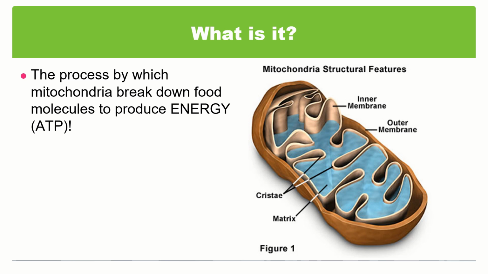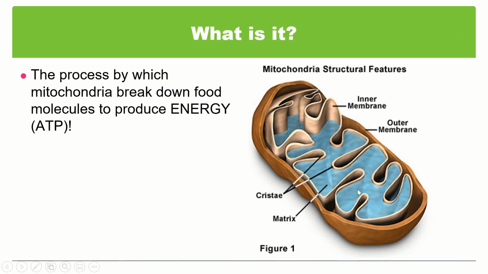The important organelle for this process is the mitochondria. So the mitochondria is shown here. It is a rod-shaped organelle with a highly folded inner membrane. So it has two membranes, the outer membrane and then the inner membrane that is extremely folded up. And those folds are called cristae. And then inside the inner membrane, we have what's called the matrix.